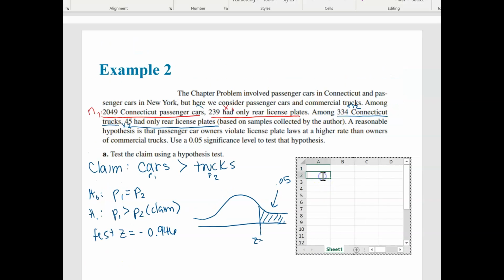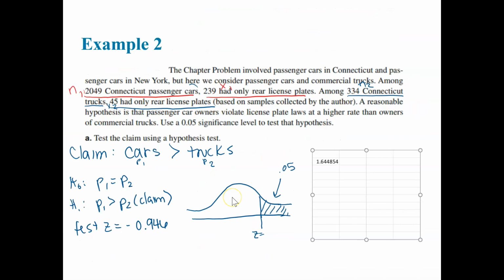So we're going to do invNorm because we want that. So the probability here is 1 minus 0.05, right? Because that's the area to the left. The mean is 0 and 1. We get 1.645. And you may have these memorized at this point because the critical values don't change with the different significance values. So these are great to have on your cheat sheets as well.